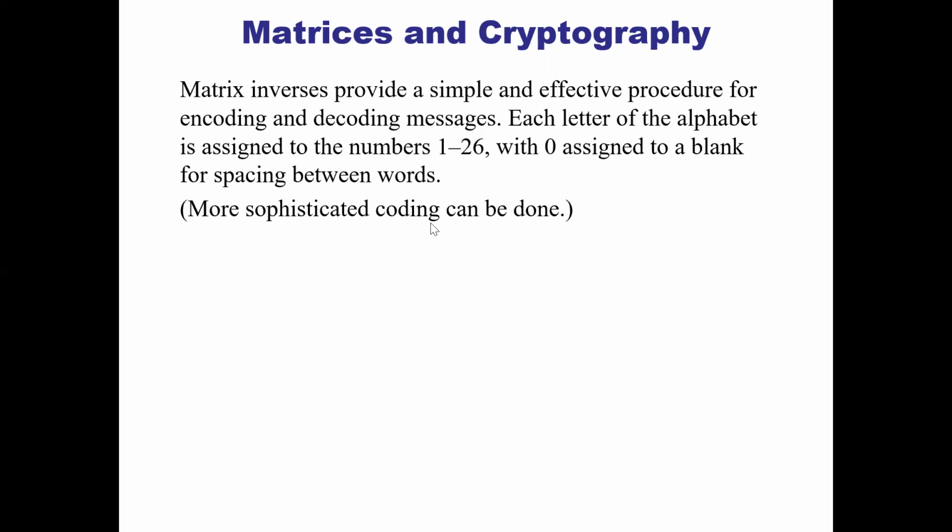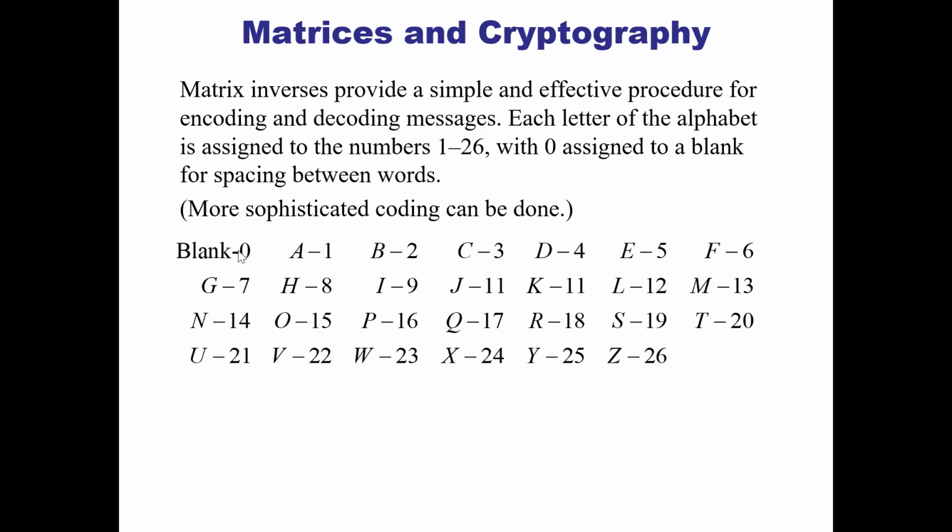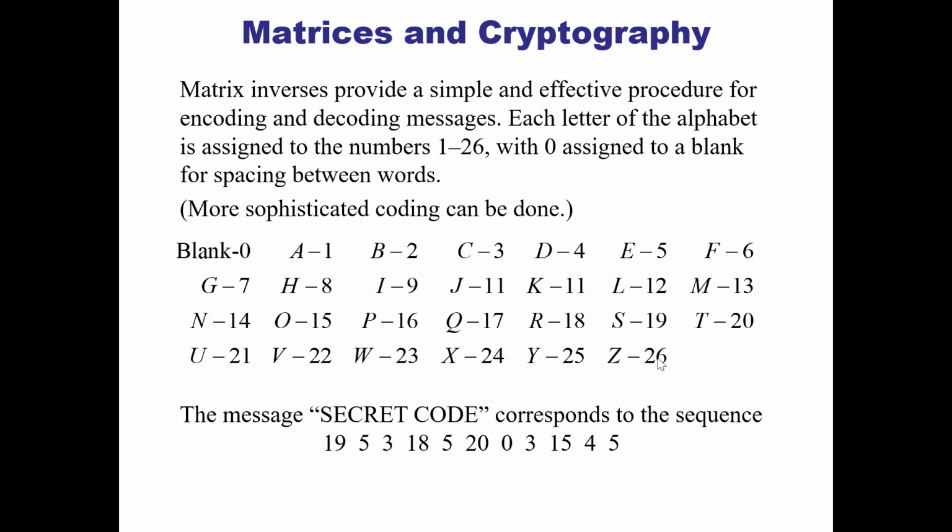All right, now, of course, more sophisticated coding can be done, but this is just the basic version, something we can do for a class. So again, blank is 0, then we have 1, 2, 3, 4, all the way down to Z, which is 26. Okay. Now, let's say we have a message called "secret code." What does that correspond to?